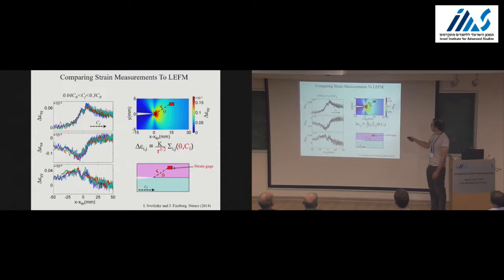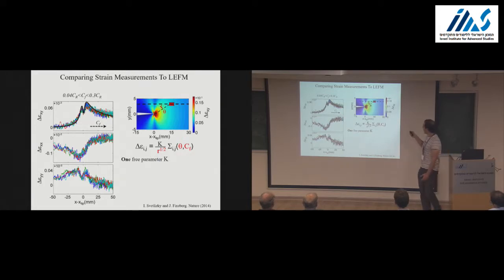This is the crack. In order to compare our measurements on the left to the predictions on the right, we should consider the predictions along the black dashed line, which corresponds to the measurement location. And we have only one free parameter, K, the stress intensity factor here. All else is directly measured. And actually, one free parameter fits all of the strain components.